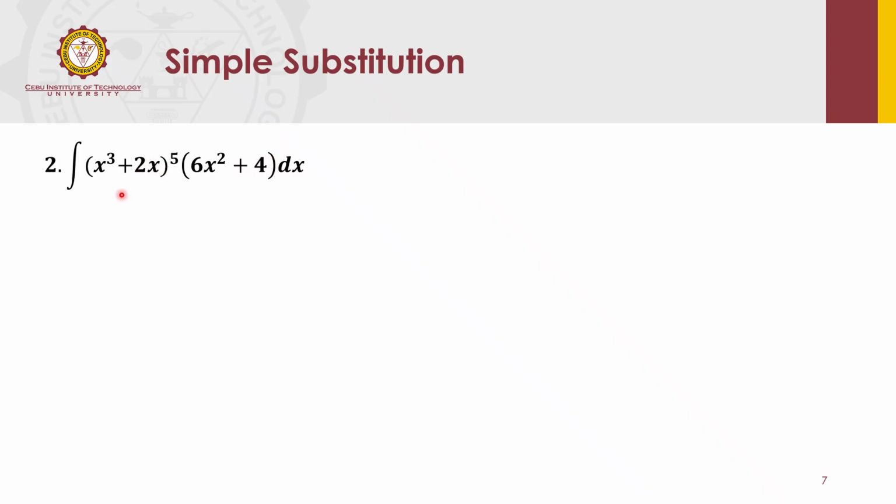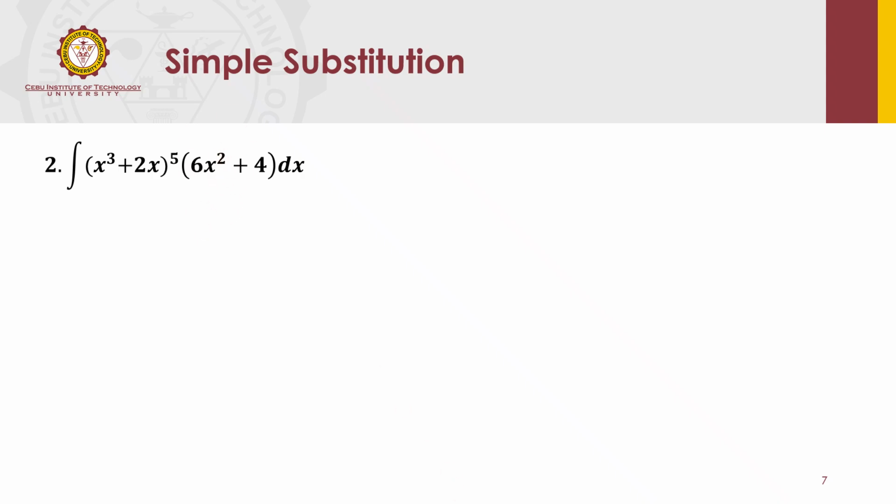So our goal is to transform this into u to the power of 5. If you don't know simple substitution, your process would be long before you can use the basic integration formulas. You need to get the result of raising x cubed plus 2x to the power of 5, then multiply that by 6x squared plus 4 before integrating. So you'd finish tomorrow. So we use simple substitution.